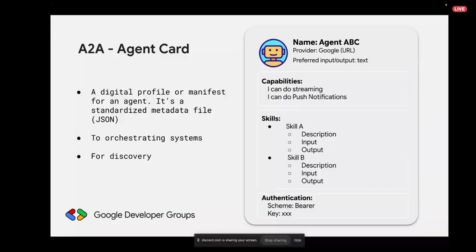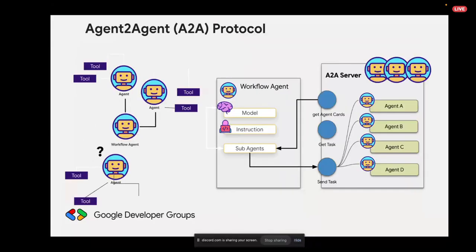So if we go back to the previous slide, if agent A needs to talk to agent B through the agent-to-agent protocol, so we have the workflow agent. What the workflow agent will do is to first request the agent card of all the other agents in the agent-to-agent server. So when it requests the agent card, then it knows the capability of each and every agent. When it checks the capability of each and every agent, it can now decide to route tasks to the various agents in the server.